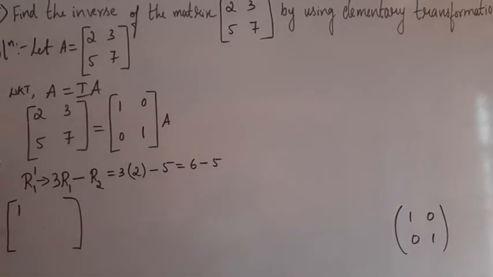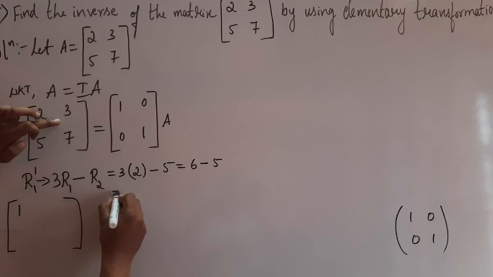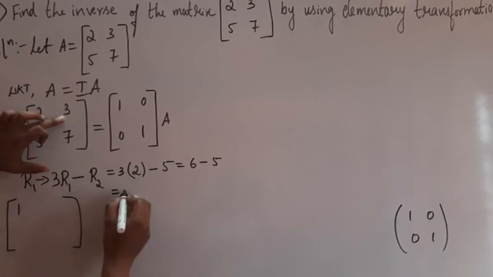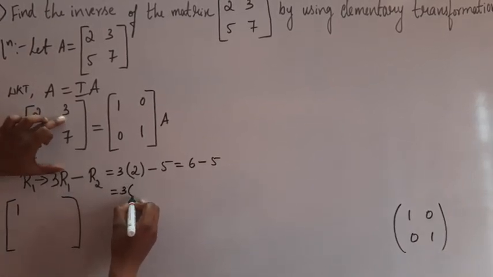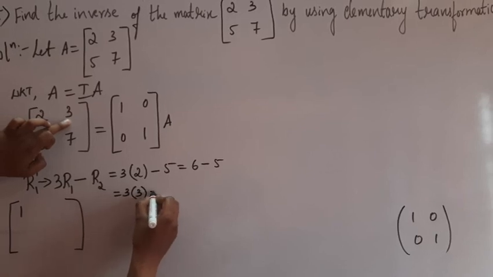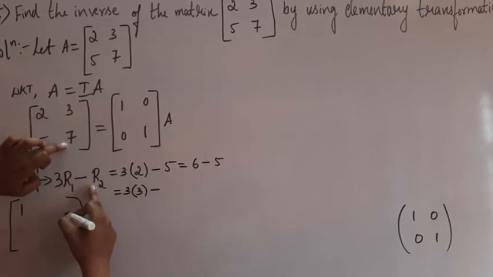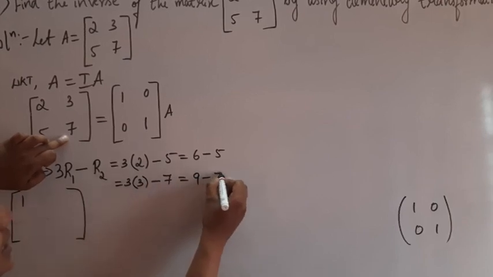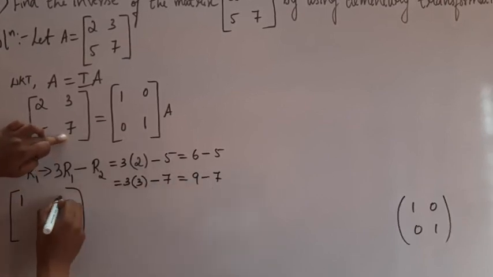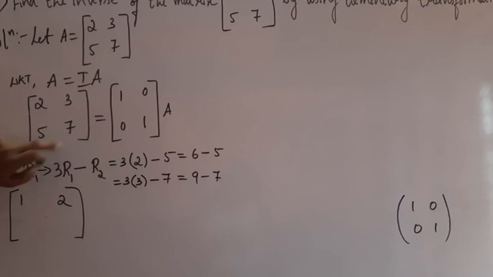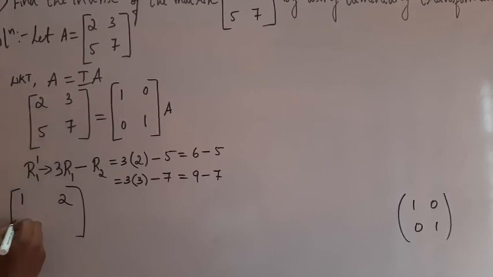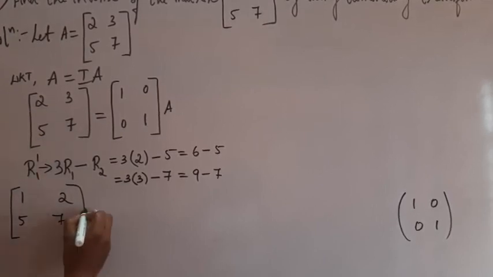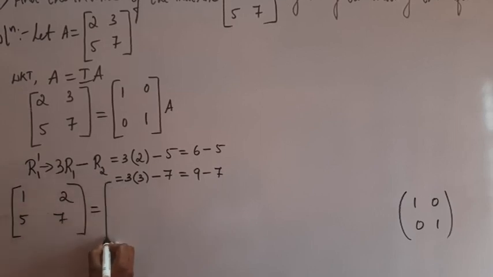Got it? Next, let us apply for the second element in the first row. So 3 into R1. R1 is 3 minus R2. The corresponding R2 is 7. 3 3s are 9 minus 7. What is 9 minus 7? It is 2. Completed first row. Second row as it is, 5 7, which is equal to the matrix.